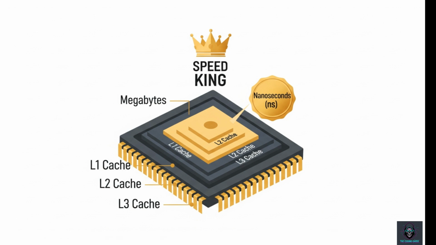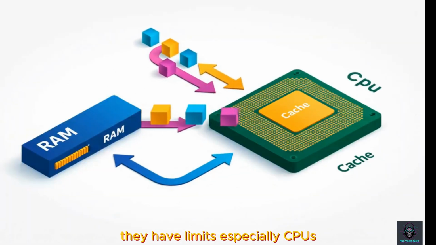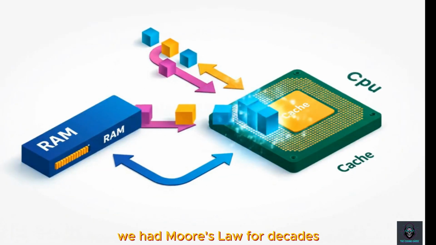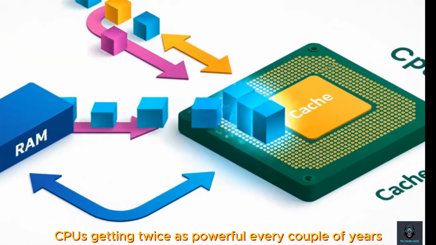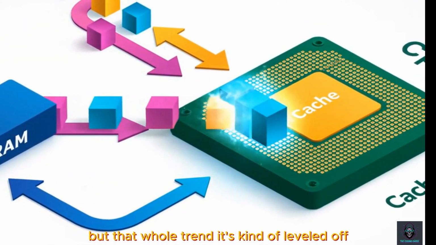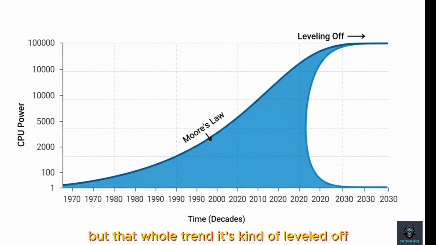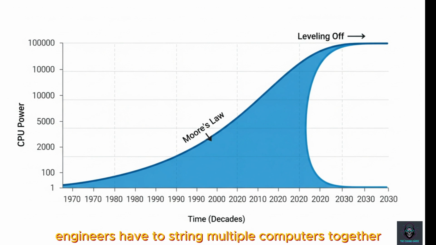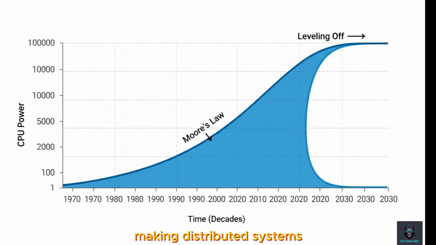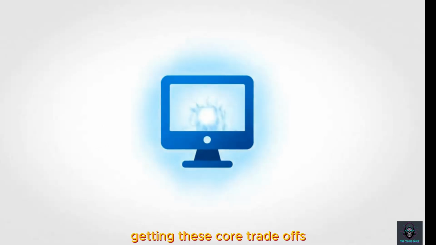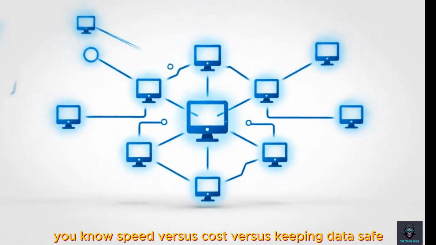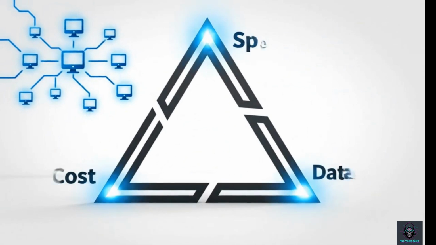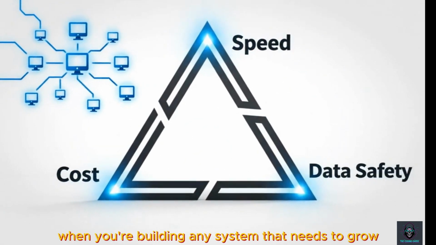And finally, single computers, they have limits, especially CPUs. We had Moore's law for decades, basically. CPUs getting twice as powerful every couple of years. But that whole trend, it's kind of leveled off. So because one CPU can only do so much, engineers have to string multiple computers together, making distributed systems to tackle really huge problems. Getting these core trade-offs, speed versus cost versus keeping data safe, it's just crucial when you're building any system that needs to grow.